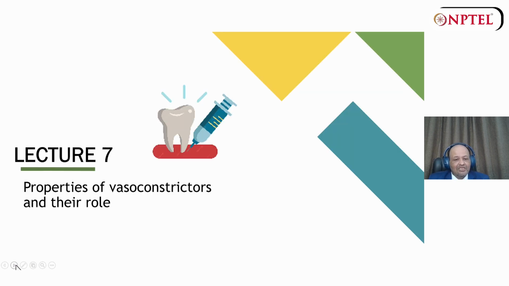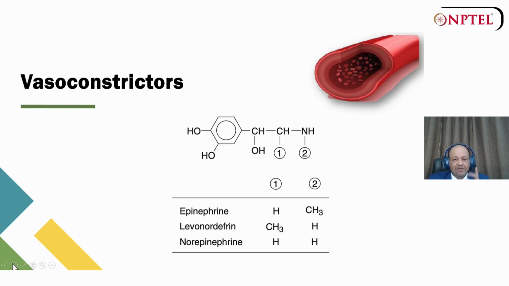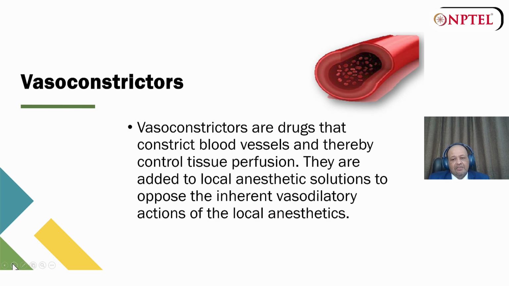Now we come to the last part, that is the properties of vasoconstrictors and their role. Vasoconstrictors obviously have a very vital role in the local anesthetic solution. We have discussed it very often, and I'll just reiterate what we have learned so far. Vasoconstrictors could be epinephrine, levonordefrin, and non-epinephrine based on the structure of the benzyl ring. These constrict the blood vessels and therefore control the tissue perfusion.